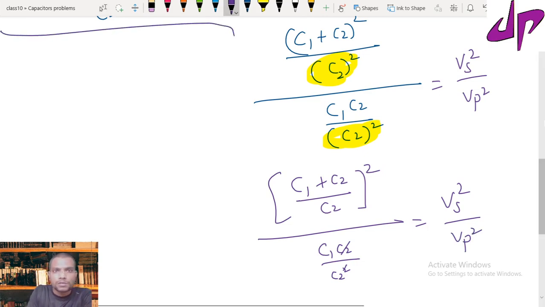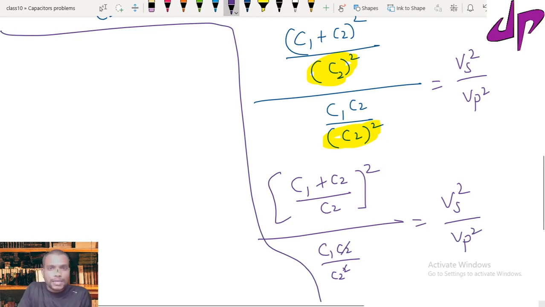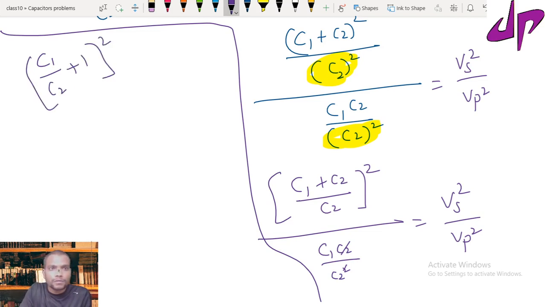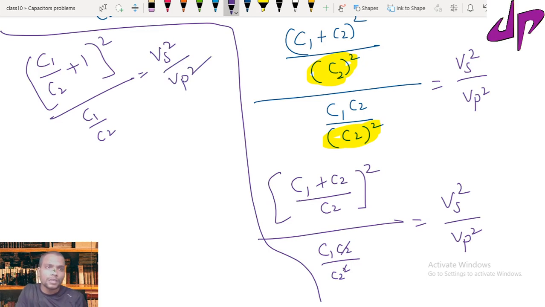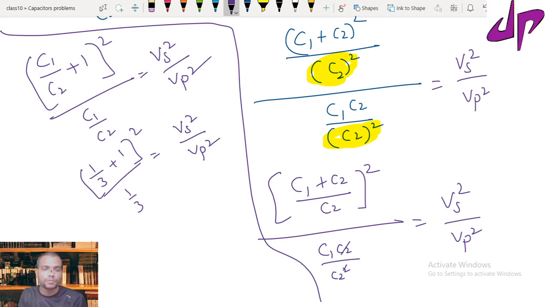In the numerator I can divide by C2, so it changes to C1 upon C2 plus 1 whole square, upon C1 by C2 in the denominator, which equals Vs square upon Vp square. We know the ratio C1 by C2 is 1 over 3, so we substitute that value: 1 over 3 plus 1, whole square, upon 1 over 3, equals Vs square upon Vp square. In the numerator, do the LCM: 4 by 3, which means 16 by 9 including the square, upon 1 over 3, equals Vs square upon Vp square.